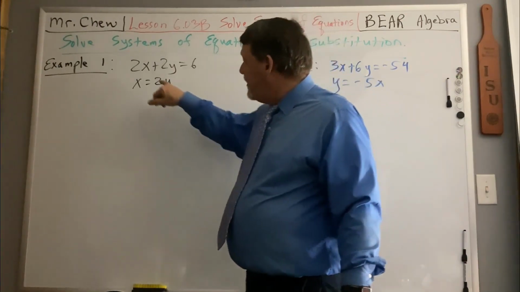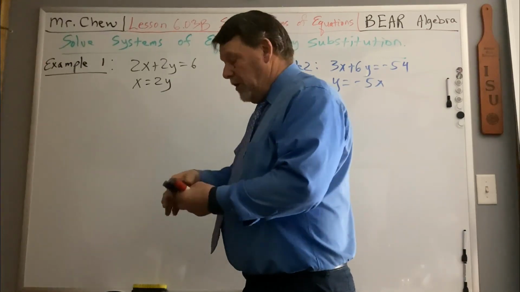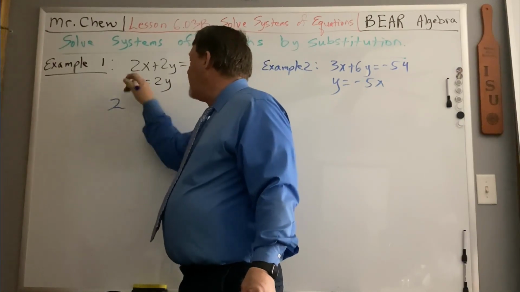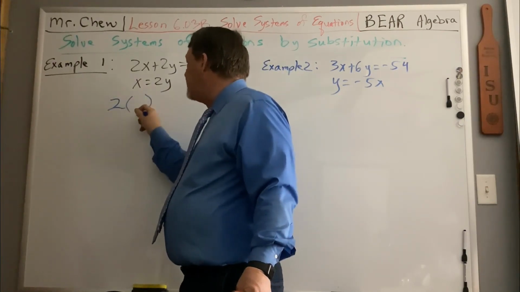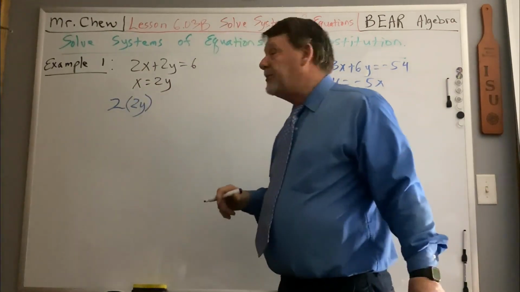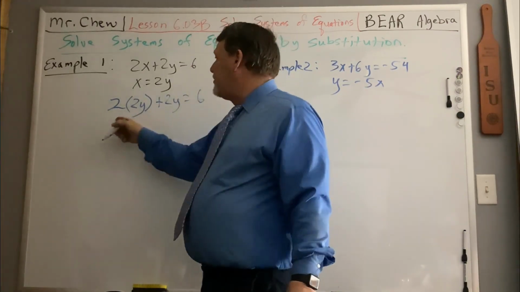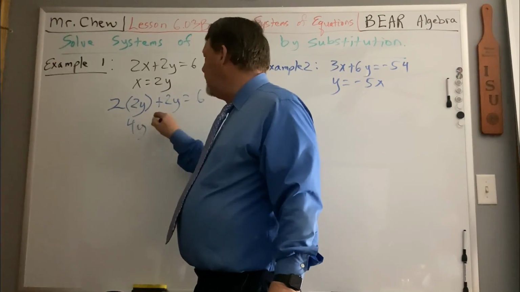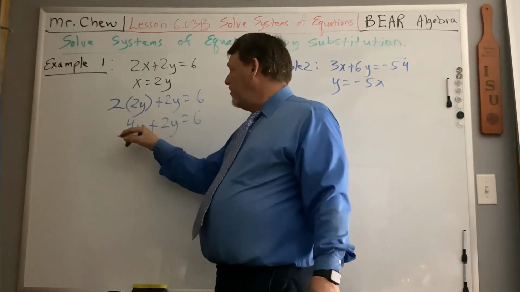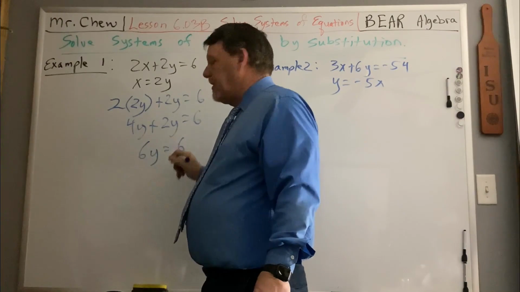So wherever I have the x value, which is right here, I'm going to plug in 2y. So I have my original equation here, only instead of an x, I put a parentheses, and the x value equals 2y. So I use the substitution property of equality for that. And then 2 times 2y is 4y. Now I've got like terms here. 4y plus 2y is 6y, and that equals 6.